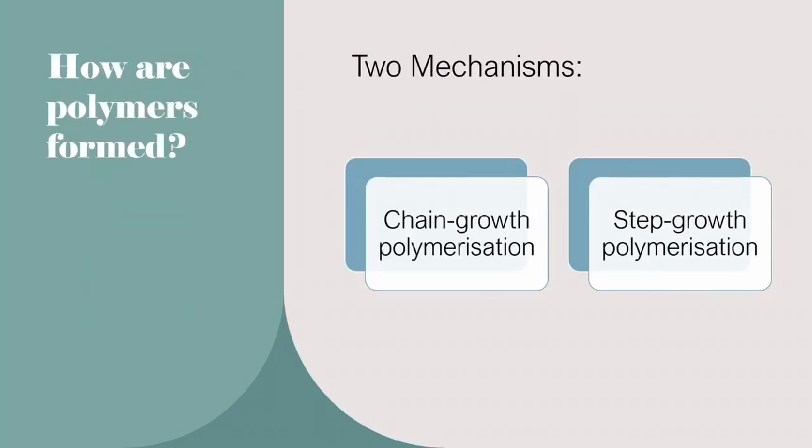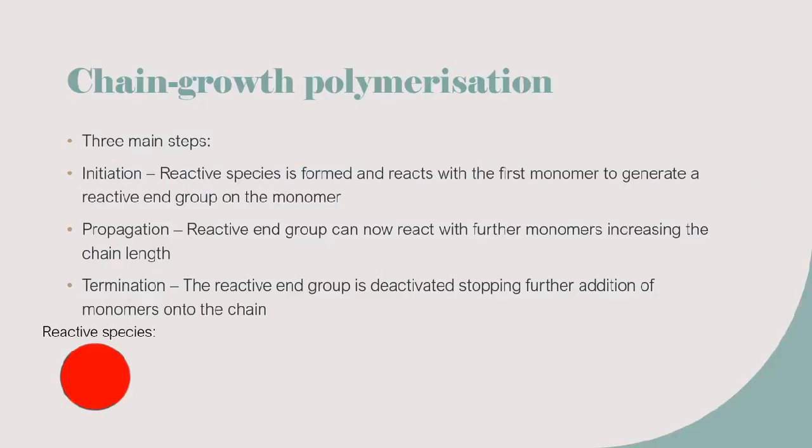So how are polymers formed? There are two types of mechanism: chain growth polymerization and step growth polymerization. In chain growth polymerization, there are three main steps. Firstly, during initiation, a reactive species reacts with a monomer, generating a reactive end group. The monomer, now with the reactive end group, can react with further monomers in the same manner, increasing the chain length. This is known as propagation and continues until termination, where something happens to deactivate the end group, stopping addition of further monomers.